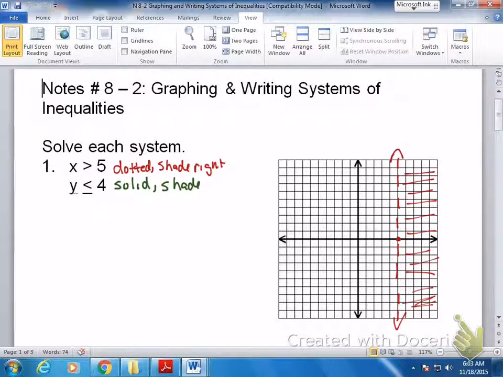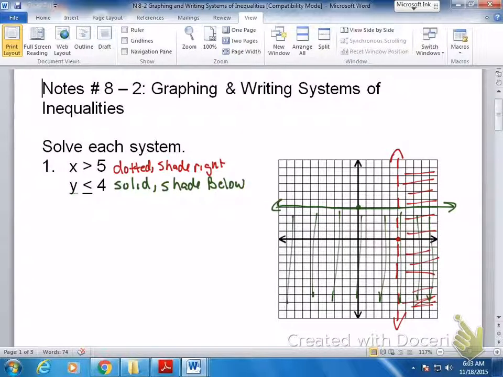And if you're having trouble with where to shade, sometimes you draw it and it's easier to see. So y equals would be a horizontal line that goes through 4. 1, 2, 3, 4, right here. It's solid, so I'll sketch in my line. And I want all the y's that are less than or equal to 4, so that means I'm going to shade down.